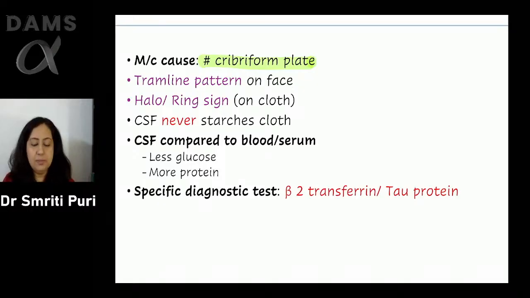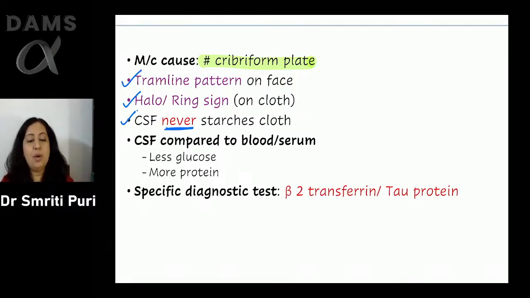Cribriform plate fracture. So, like I told you, tramline pattern on the face and halo or ring sign on cloth. CSF never starches cloth. So these are your differentiating points. They can be mentioned in the question.